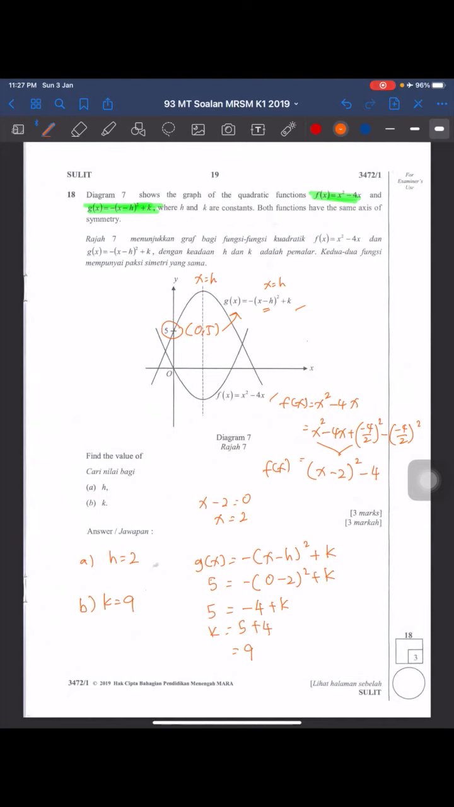Okay, so for this question, apa yang kita perlu tahu adalah, okay, this is the general form for completing the square. So you must change the other equation into completing the square form, supaya kita boleh compare.